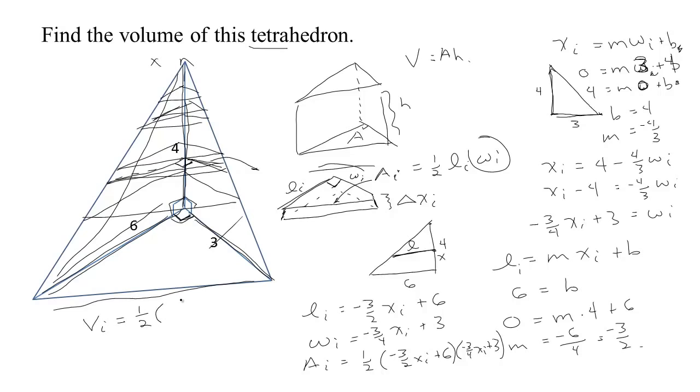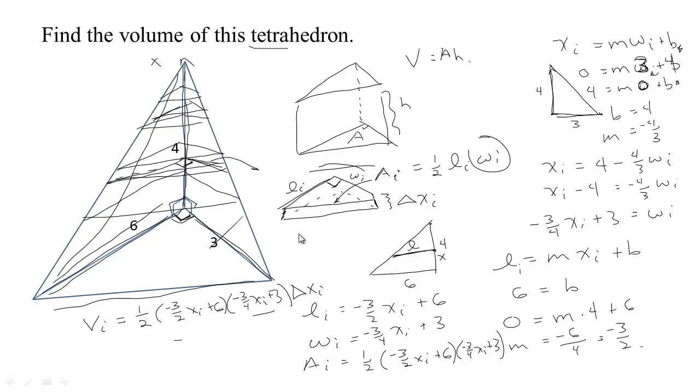1/2 times the area of the face, negative 3/2 x_i plus 6, times negative 3/4 x_i plus 3, times the thickness, which is delta x_i. So we're just assuming that one little slice is basically a prism, so we can take the area of the base times the height to get the volume. And that's true if our slice is really thin.